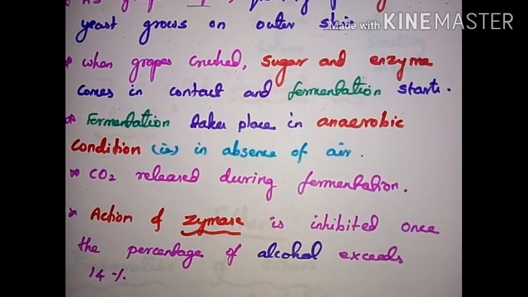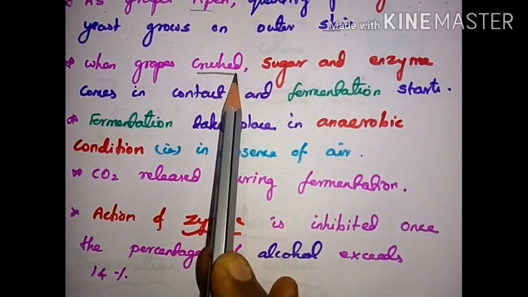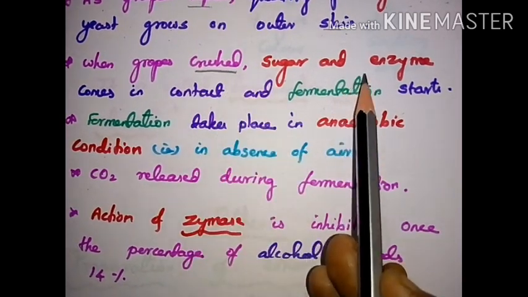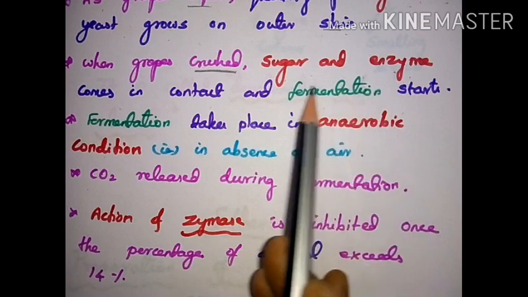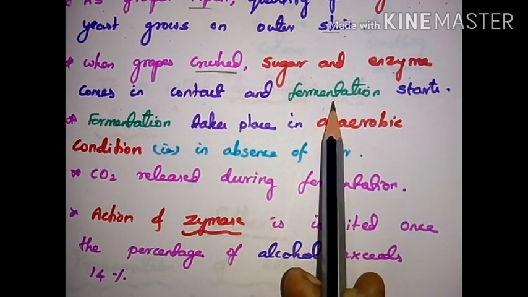So first we have to take the grapes. They are the source of sugar and yeast. When the grapes ripen, the quantity of sugar increases and the yeast grows on the outer skin. Now we are going to crush them. Now what happens? Both the sugar and the enzyme come in contact with each other, and fermentation starts.